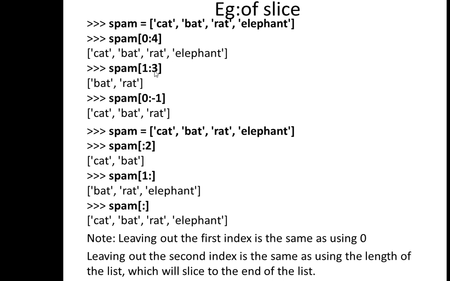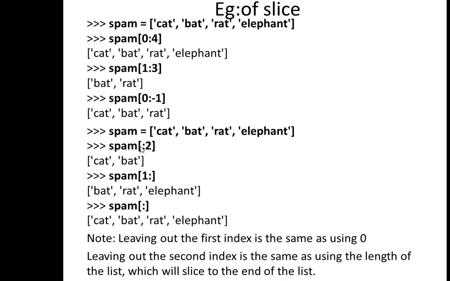If I say spam[1:3], we start from index 1 and go up to index 2, so bat and rat will be displayed on the screen. Next, we can also have negative indexes within this. If I have a negative index, such as -1, we take all the elements starting from 0 but leave out the last item in the list, whose index is -1.